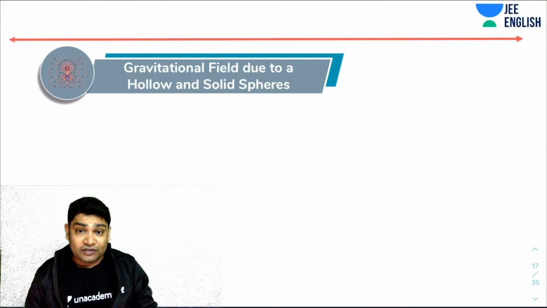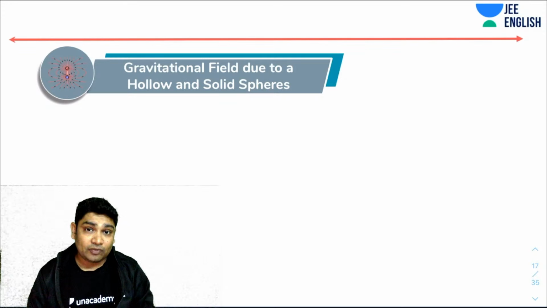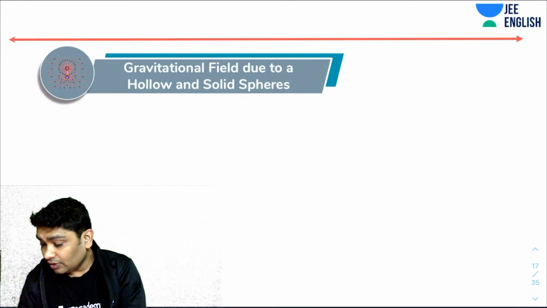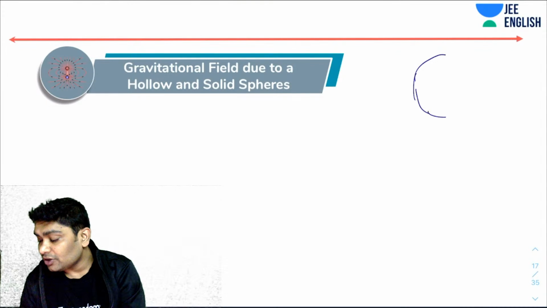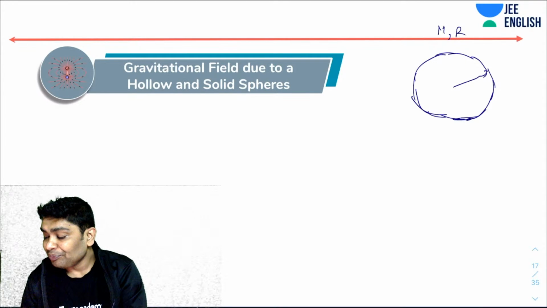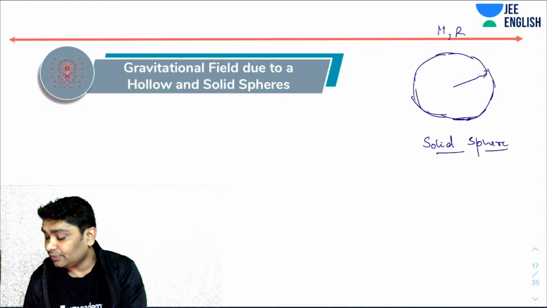Now for a solid sphere, the field can be calculated very easily. Any solid sphere can be considered to be made up of a lot of hollow shells kept one over the other. So for calculating the field intensity for that, I think we have an easier approach. First of all, consider a solid sphere of mass m and radius r. Earlier, what we considered was a hollow sphere.